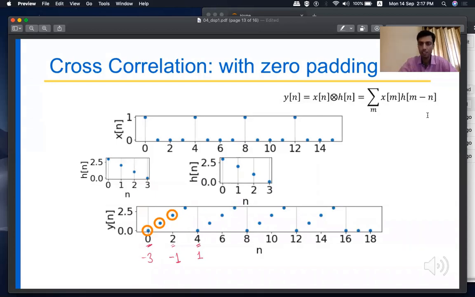Is that clear? So that is the concept of zero padding. Because I do not know the values of x of -3, -2, -1, I assume those values are 0. So I increase the length of the vector in this direction by zeros.